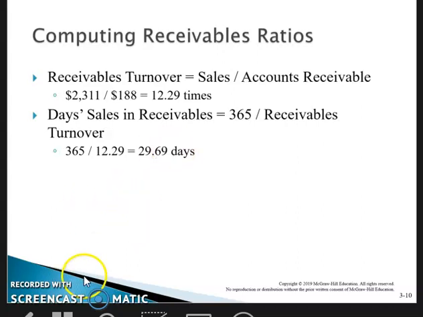So next we're going to calculate total asset turnover. We'll do that in the next lecture.